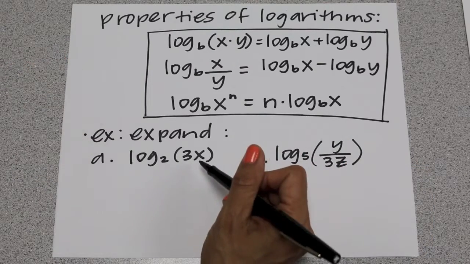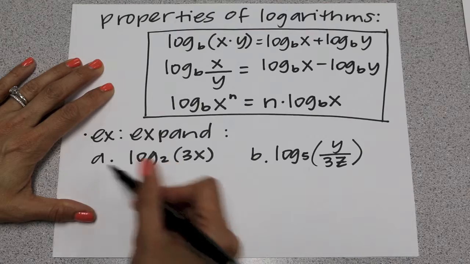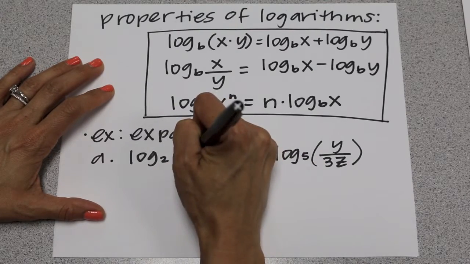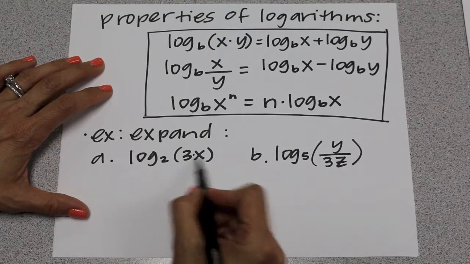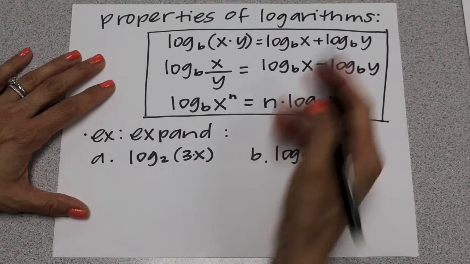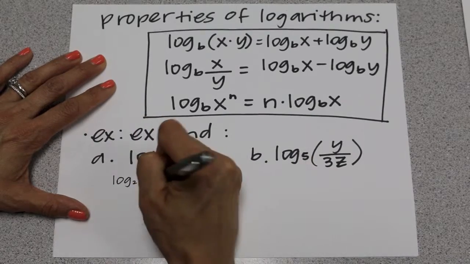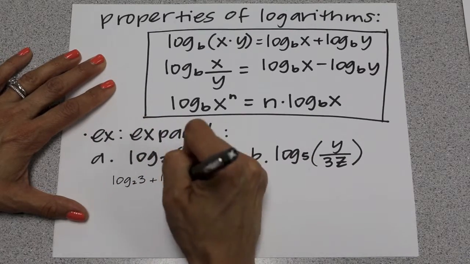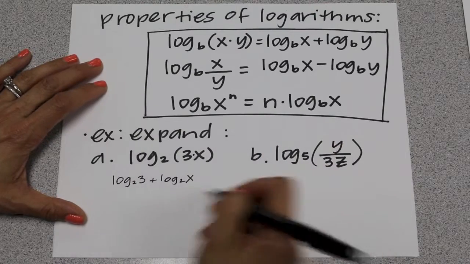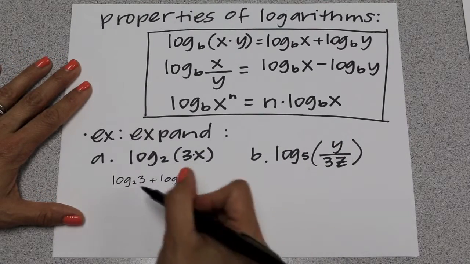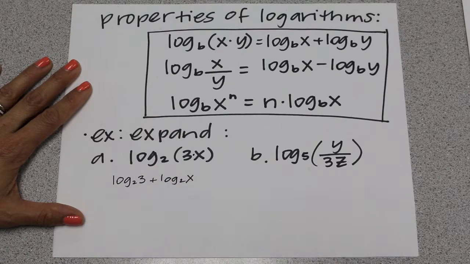So let's go ahead and expand. This first example for part A says log base 2 of 3x. I want to think of that as 3 times x. It's a product, so you're going to use the first property. So we'll go log base 2 of 3 plus log base 2 of x. And that's it. There's your expanded expression. If there were three items, we would have three different logs.